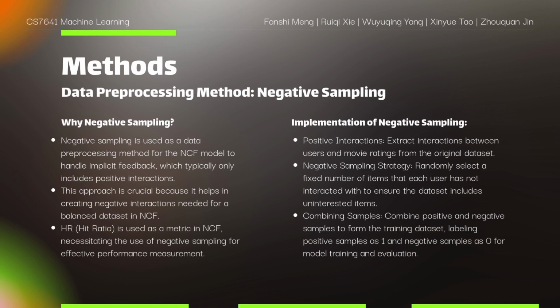Here's how we implement it. We start by extracting all positive interactions from the dataset. Then, for each user, we randomly select a set number of items they have not interacted with, creating our negative samples. Finally, we combine this with the positive interactions, labeling positives as 1 and negatives as 0 to form our training dataset. This method is essential for measuring the model's performance accurately, using metrics like the hit ratio.